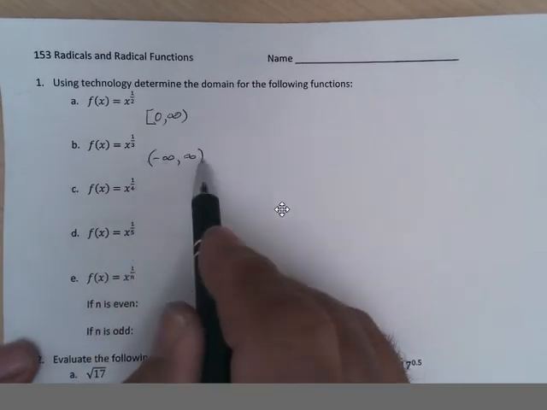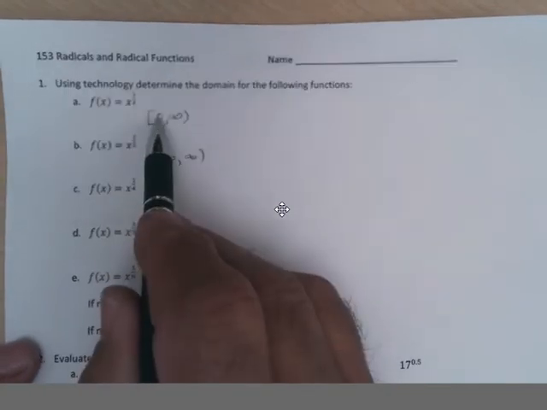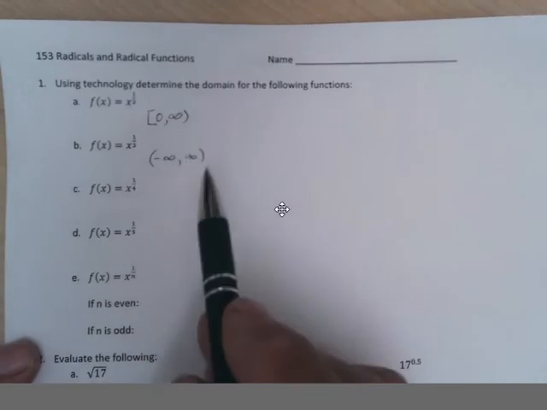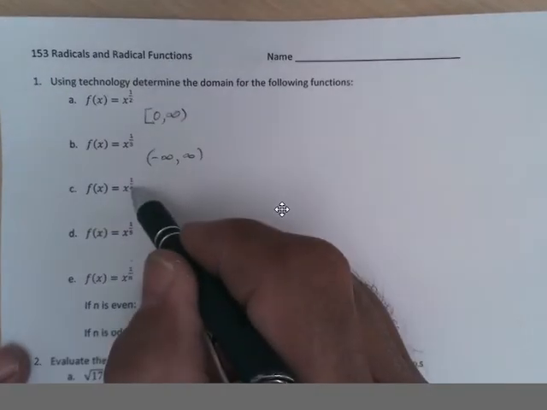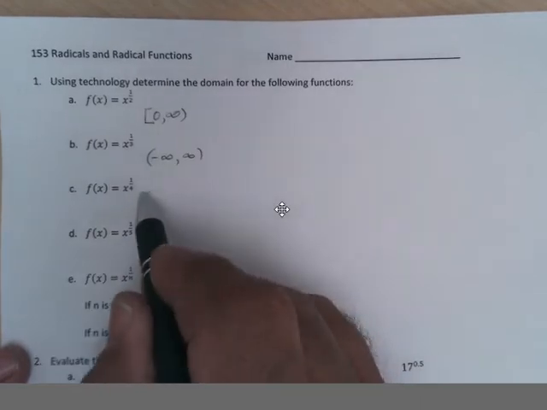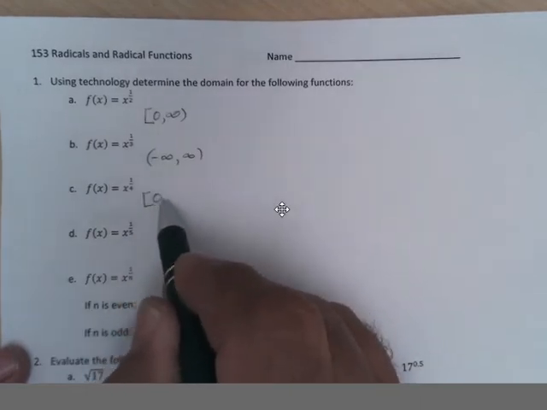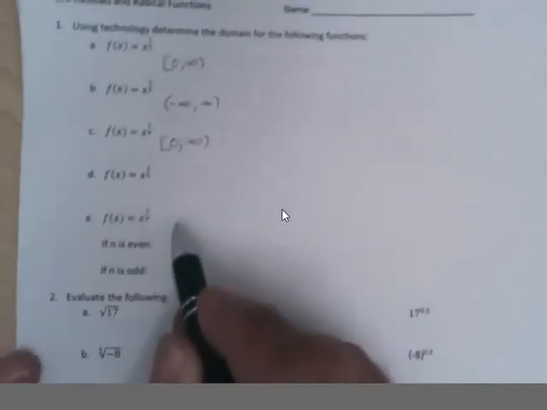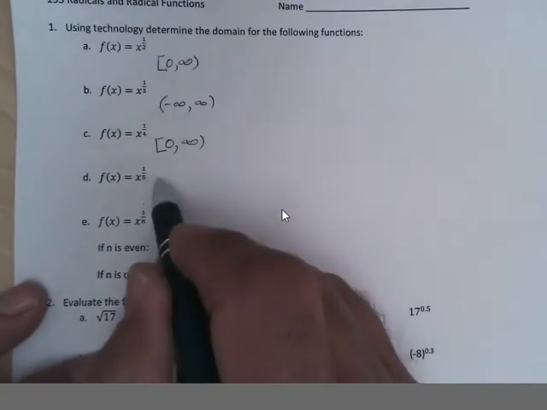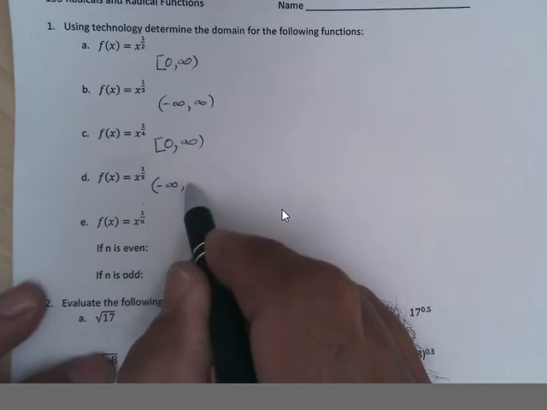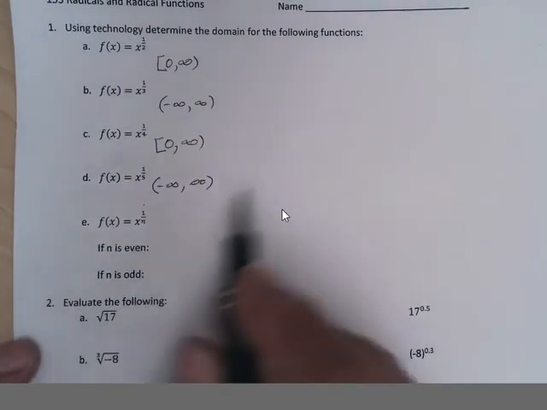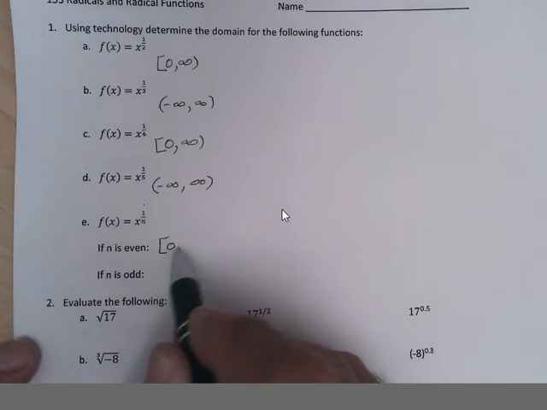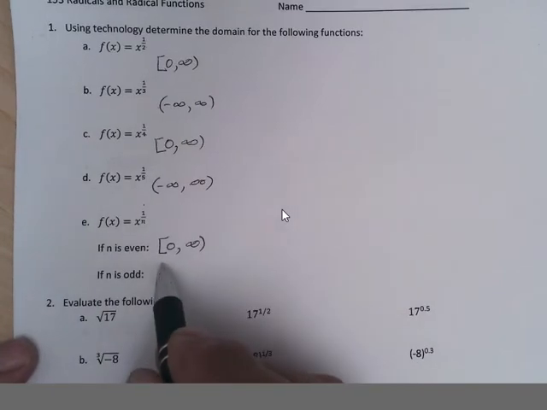And again, you don't do solid brackets on infinity. Here you're including 0. You can't get to infinity, so it's not included. This is an even root. This is the fourth root. And so you can't do even roots of negatives. And on the fifth root, that's odd, so you can do from negative infinity to infinity. And so if it's even, the domain is from 0 to infinity. And if it's odd, it's from negative infinity to infinity.